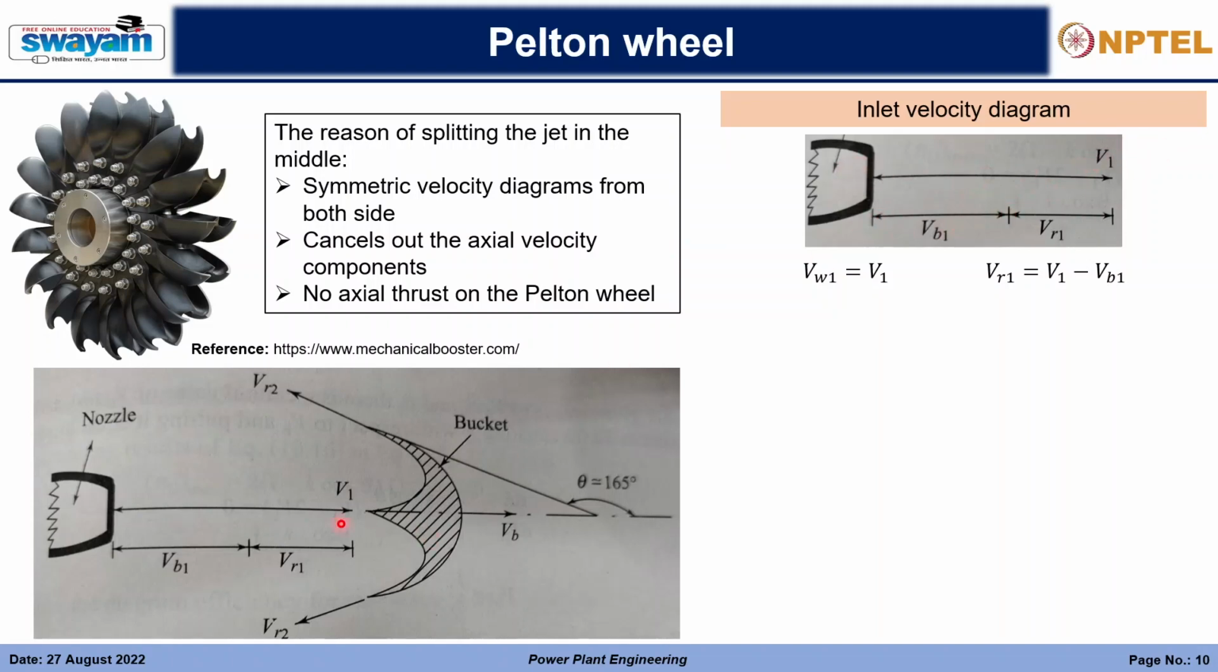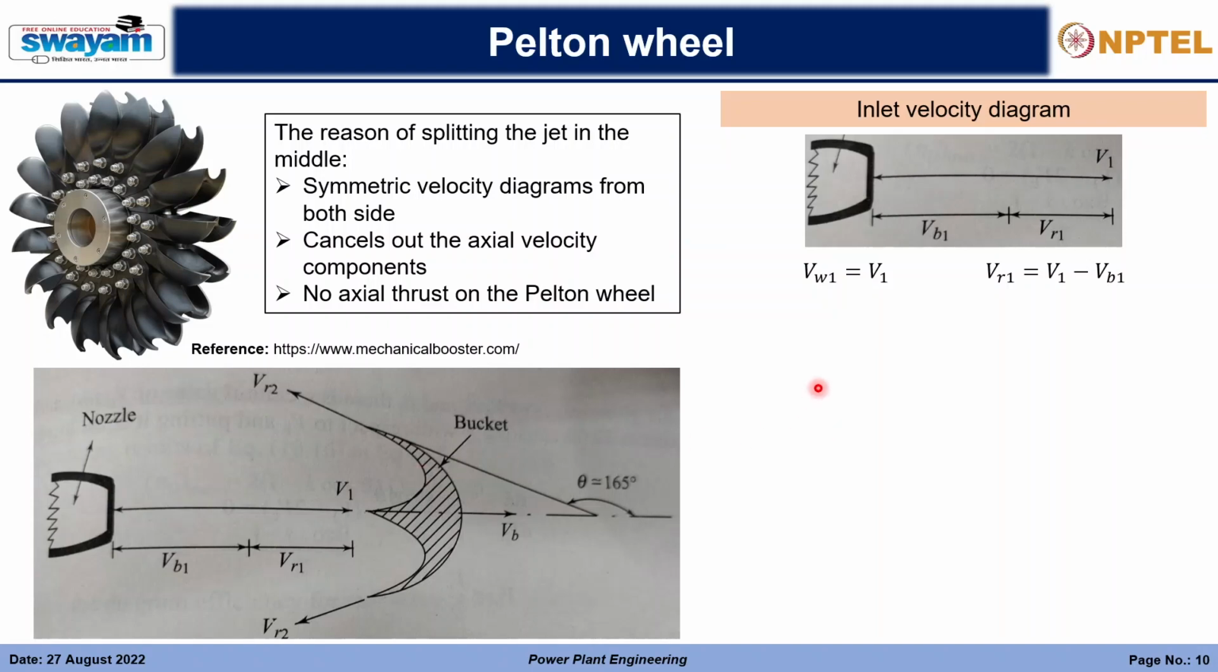Then the blade will also be moving, so the velocity of the jet is v1, but the blade is also moving in this direction, that is vb. So we'll have to subtract that velocity to get the relative velocity of the jet with respect to the blades. The v1 is basically responsible for the whirl component. Absolute velocities are responsible for the whirl component and the axial component, right? We already discussed the axial component. At the inlet there is no axial component, but the whirl component is the entire v1.